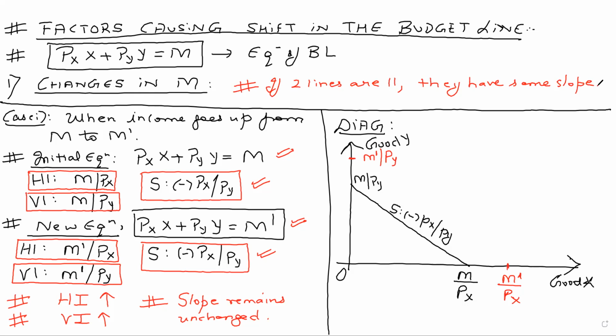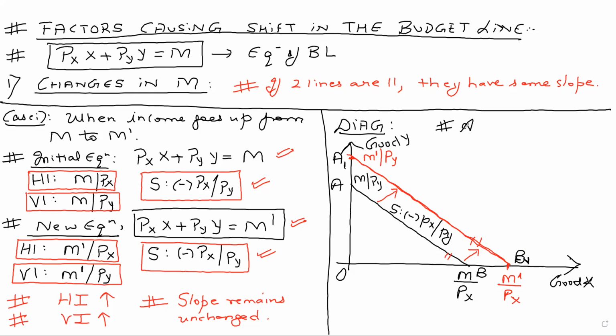So if you work this out, you can clearly see that both these lines are parallel to each other. So my budget line will shift parallelly to the right when income goes up. Okay, so in other words, I can say if my initial budget line was AB, my new budget line is A1B1. And both the budget lines are parallel to each other.